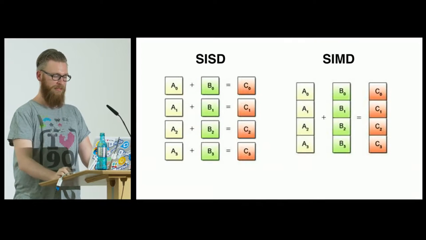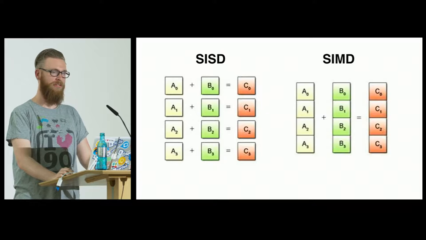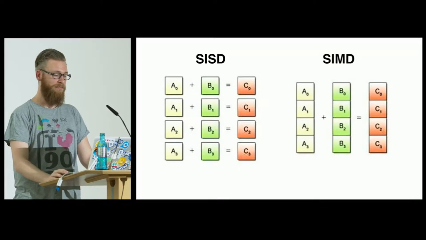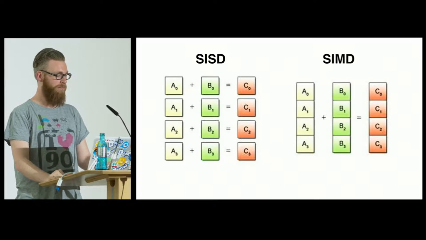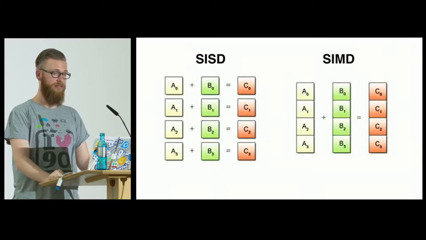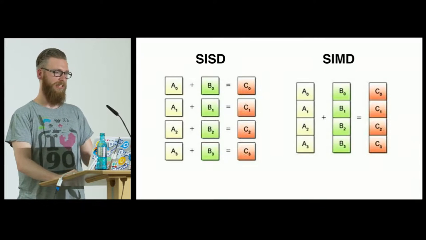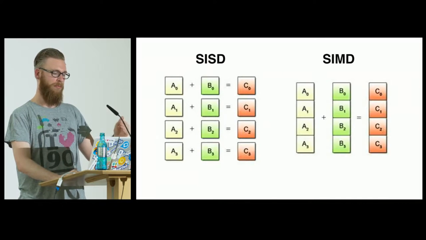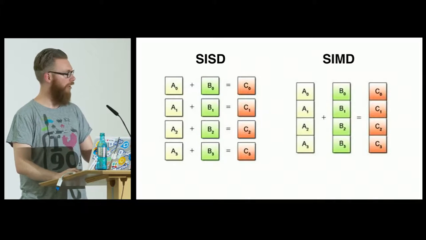But if you have SISD, which means single instruction, single data, and you have an array of numbers, you have two different arrays, and you want those arrays to add together, SISD has to go through every one of them one by one, while SIMD can do it all at the same time.